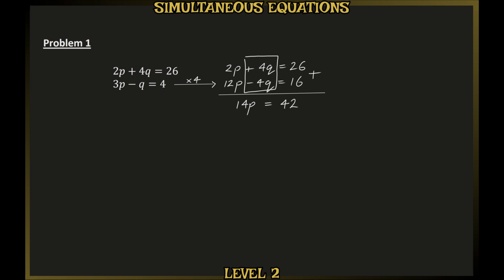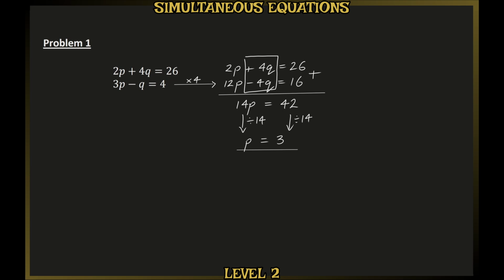To solve this equation now and find the value of p, we need to remove the times 14, and we can do this by using its inverse, which is divide by 14, and we do the same on the right. And on the left, we're just left with p, and on the right, 42 divided by 14 is 3. So p equals 3 is the first part of our solution.